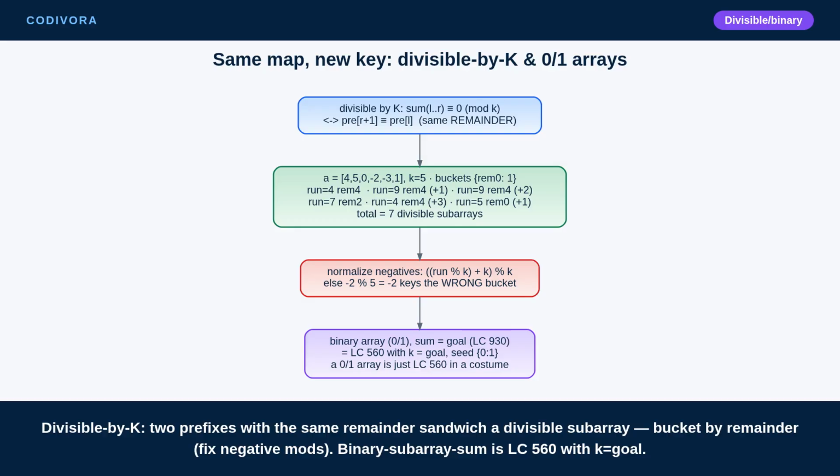The hash map trick is a template. Swap the key and the whole family falls out. Subarrays divisible by K. 2 prefixes with the same remainder mod K sandwich a divisible subarray. So bucket prefixes by remainder and count the collisions. 1 trap in Java. Negative numbers give negative remainders. So normalize with sum mod K plus K mod K before using it as a key. And binary subarrays with a target sum? That is just subarray-sum-equals-K on a 0-1 array. Same seed, same one pass.